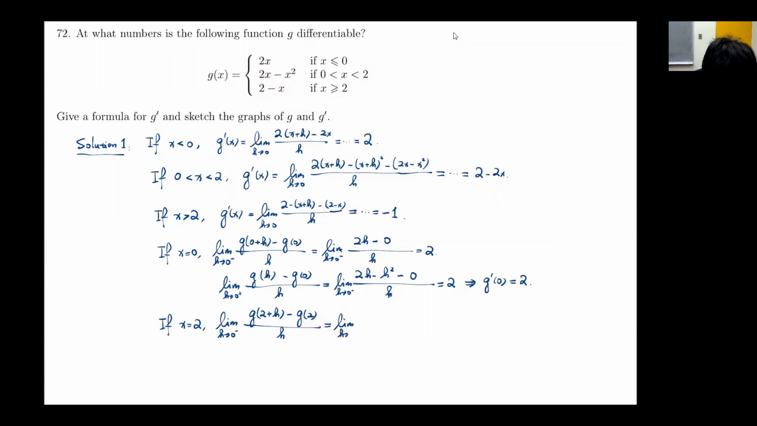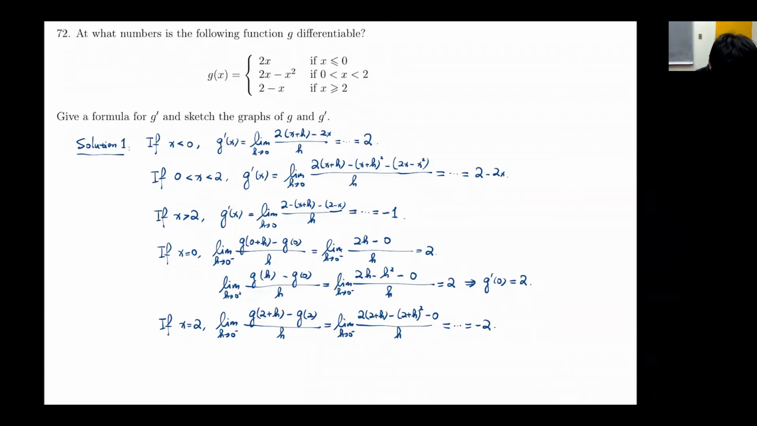So it will be the limit of 2 times 2 plus h minus the square of 2 plus h, and then minus g of 2. Well, g of 2 equals 0. Okay, so this whole thing divided by h will have the limit. Again, I will let you figure out the algebra. So the answer will be minus 2.